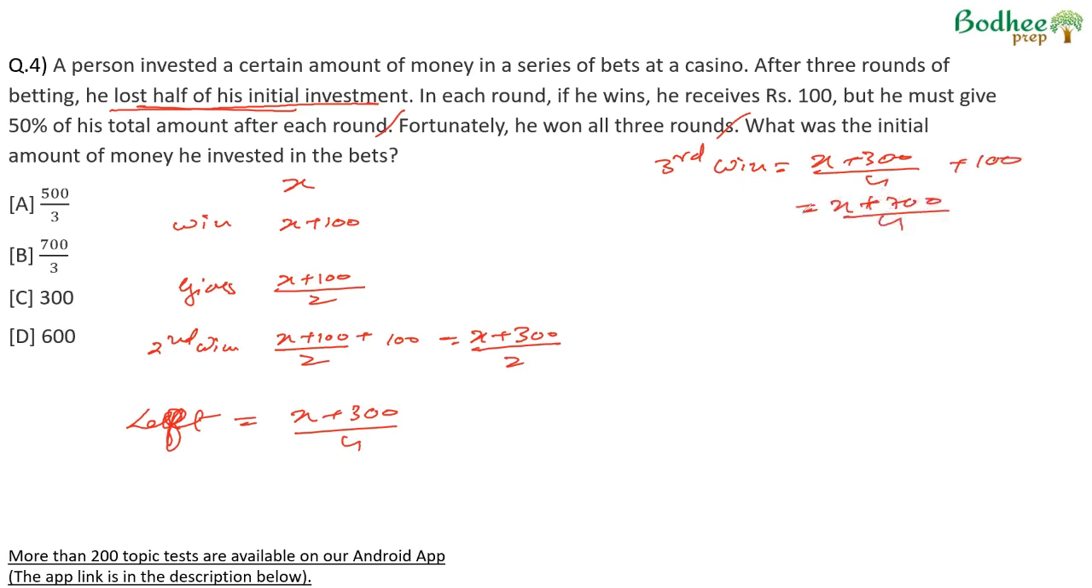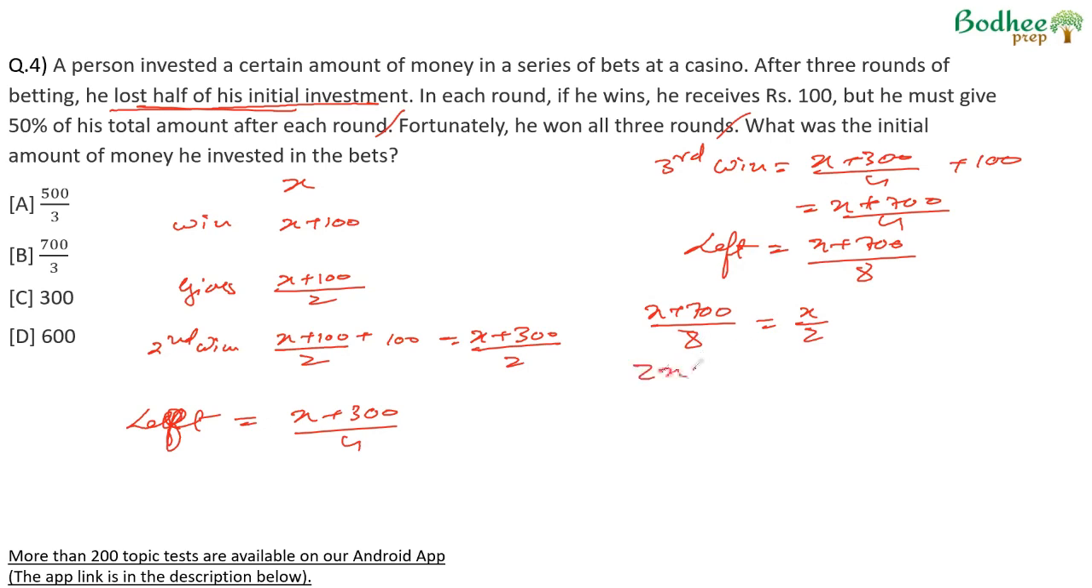He gives away half of it, so he's left with (X plus 700) by 4 upon 2, which is (X plus 700) by 8. At this point, he realizes that he has lost half his investment. So the money that he has left is equal to half his initial investment. His initial investment is X, therefore he's left with X by 2 now.